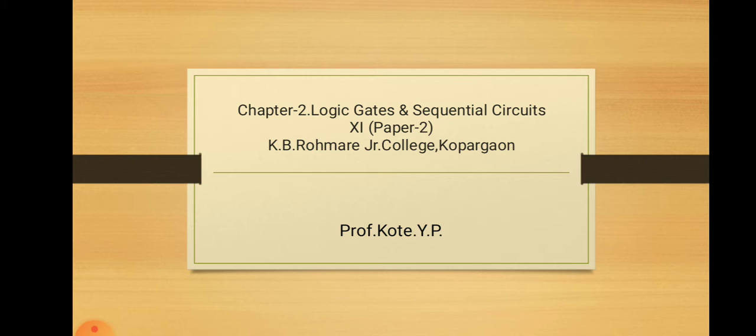Then what is a logic gate? It is an electronic circuit which has one or many inputs but only one output. This is the logic gate. Means more than one input तुम्ही provide करणार आहात but तुम्हाला output हे एकच भेटणार आहे. This is called a logic gate.